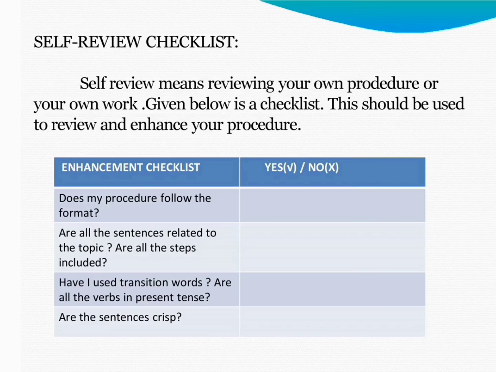Reviewing your own procedure, checking your own procedural writing. Okay. Next is checking your friend's procedural writing. So in the first one, you need to follow some steps. Okay. Answer some questions. That is, does my procedure follow the format? Are all the sentences related to the topic? Are all the steps included? Are my sentences crisp? Have I used transition words? Are all the verbs in present tense? Are the materials specific and precise? Okay. If the answer is yes, just put a tick. If it is no, put a cross.